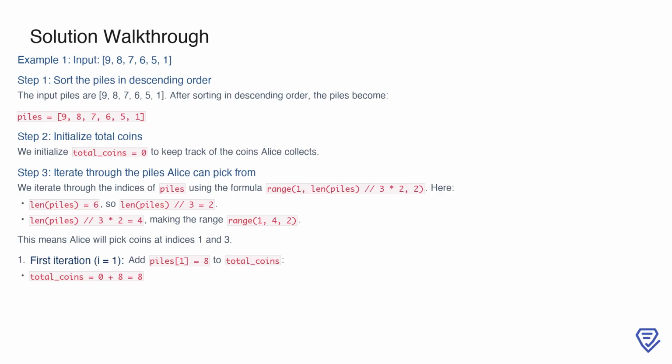Using the formula range(1, len(piles) // 3 * 2, 2), we determine the indices of the piles Alice will pick from. Here, with len(piles) equal to 6, len(piles) // 3 evaluates to 2, and len(piles) // 3 * 2 gives 4. So, the range becomes range(1, 4, 2), meaning Alice picks from indices 1 and 3. In the first iteration, where i equals 1, we add piles[1], which is 8, to total_coins. This brings the total to 8.